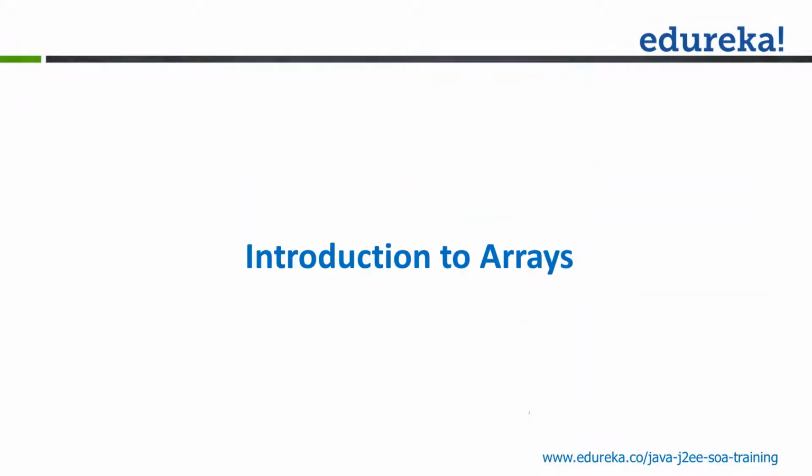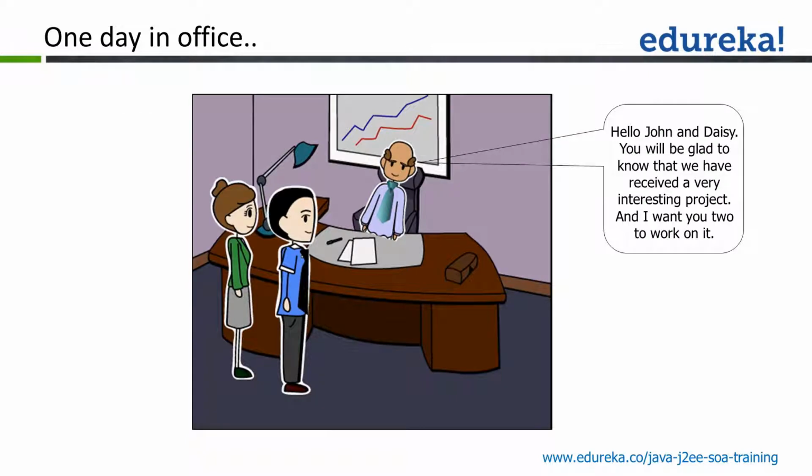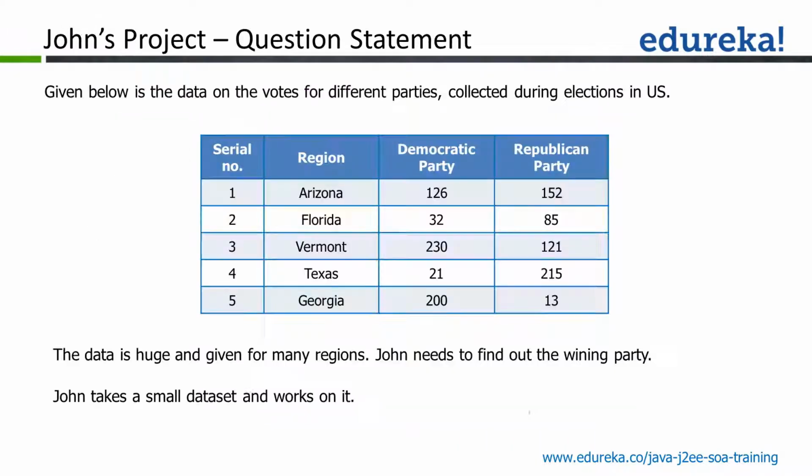So let us see what is meant by the term arrays now. So meet John again. John is a grown-up programmer. He managed to learn Java. So let's see how he is utilizing it. He is working with the company now. John and Daisy are working on some projects. Boss says, I got some great interesting project for you and I want both of you to work on it. This project is all about having the details in some document, and these guys need to come up with some solution. So this is kind of the document now.